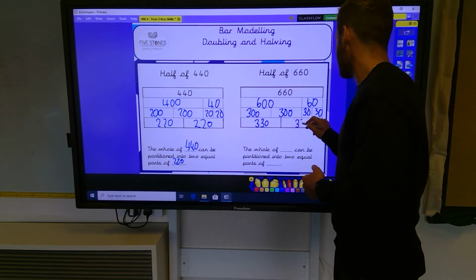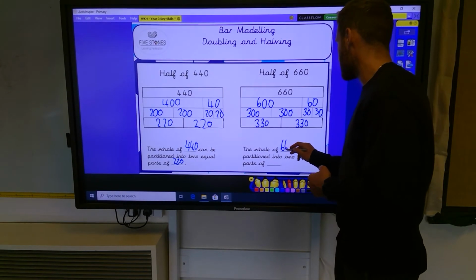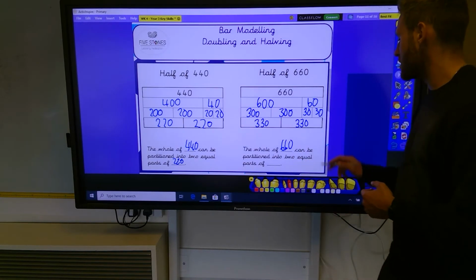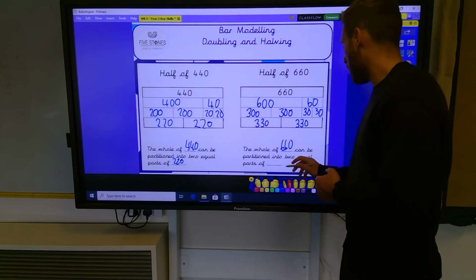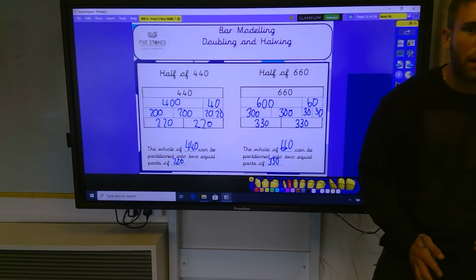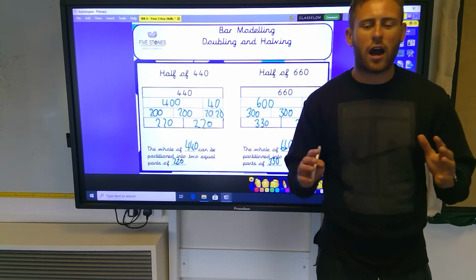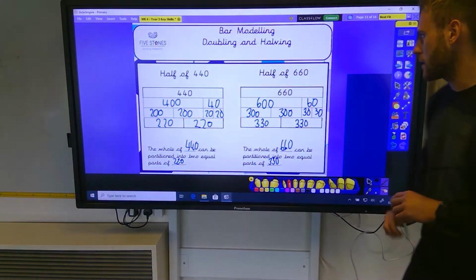We have now got 2 equal parts. So the whole of 660 can be partitioned into 2 equal parts of 330. And we know partitioning into 2 equal parts is exactly the same as halving. That's how good our understanding is.